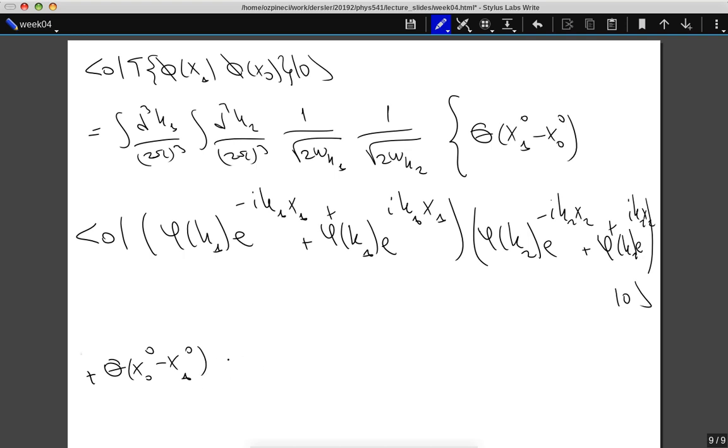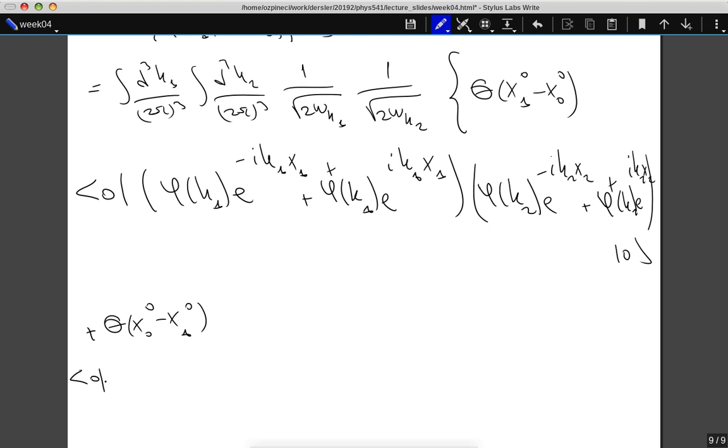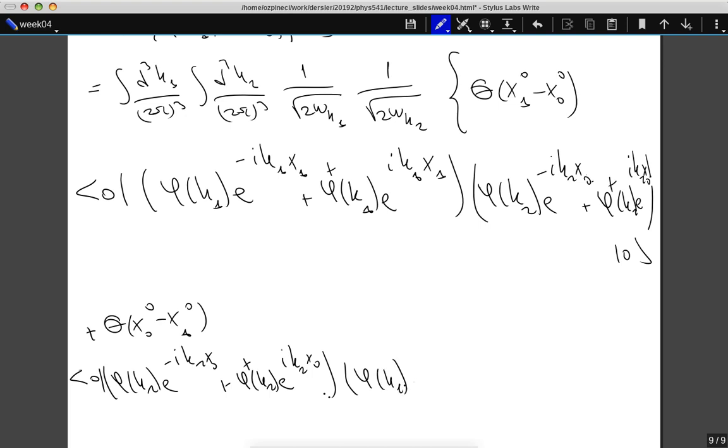I have to change the order of those operators, so I would get the vacuum, phi of k2 e to power minus i k2 x0, plus phi of k2 dagger e to power i k2 x0, phi of k1 e to power minus i k1 x0, plus phi of k2 dagger, now k1 x1 e to power i k1 x1, vacuum. So I just use the definition of the time ordering product.